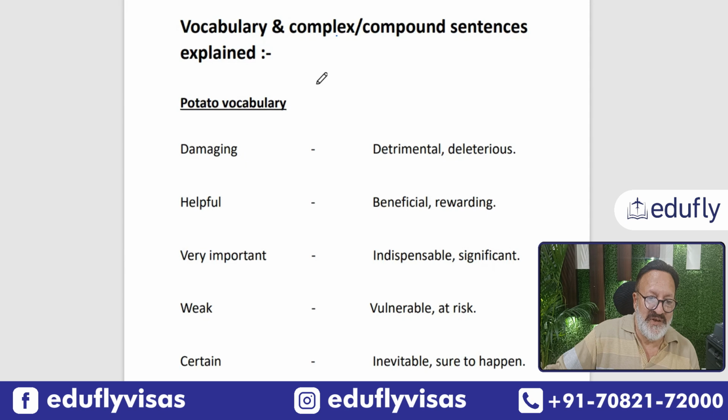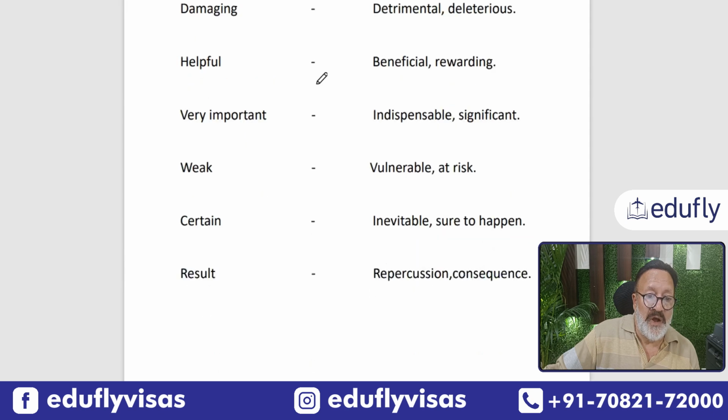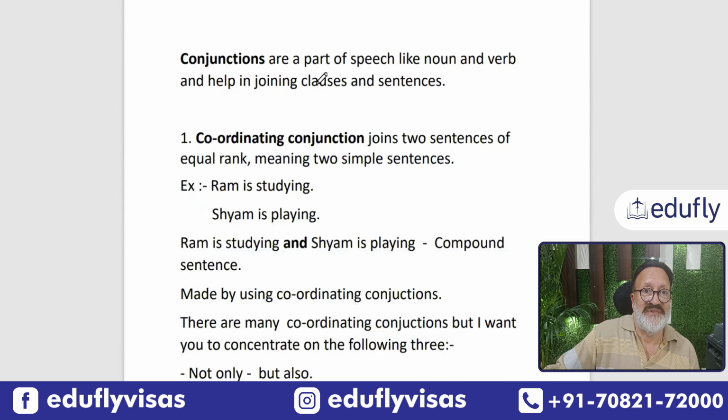Now let's go on to how to make complex and compound sentences. These are made out of conjunctions. As many of you will know, conjunctions are a part of speech, like nouns and verbs and adjectives, and they help in joining clauses and sentences. Let's forget clauses; a clause is also a sentence, it has a subject and a verb.